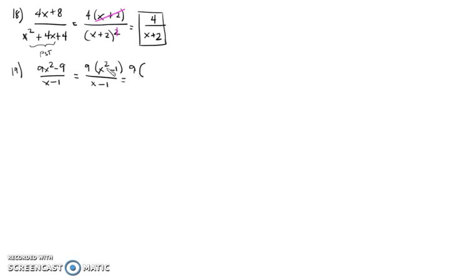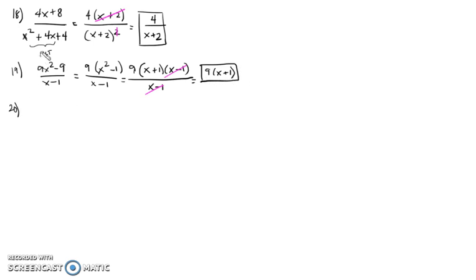This is a difference of two squares because 1 can be represented as the square of a number, and that is 1. That gives us 9 times (x plus 1) quantity (x minus 1), over (x minus 1). So this time we can simply cancel x minus 1. So the final answer gives us 9(x plus 1).